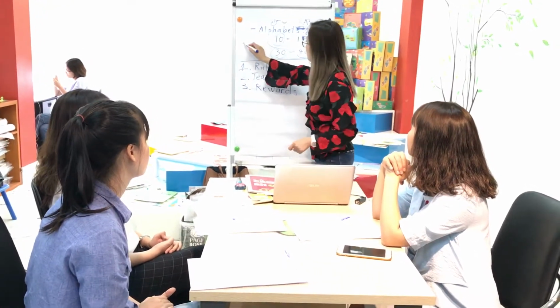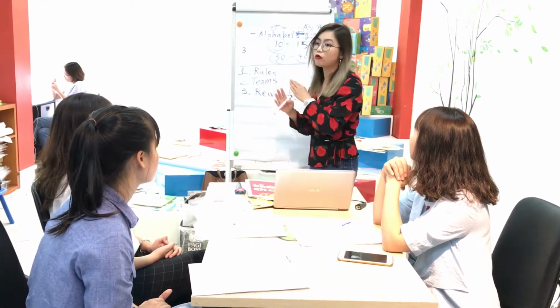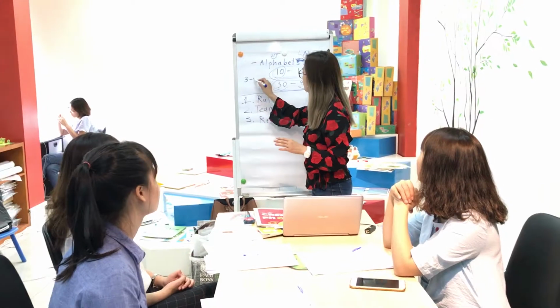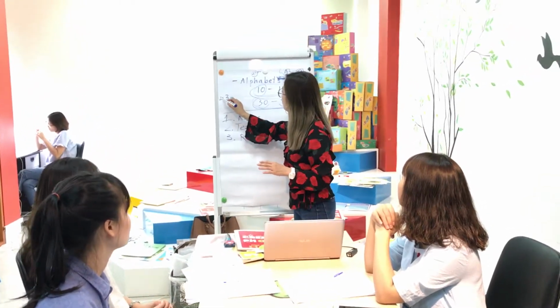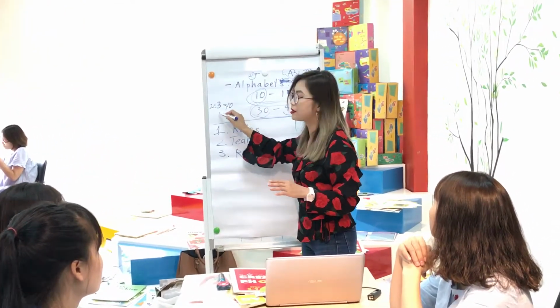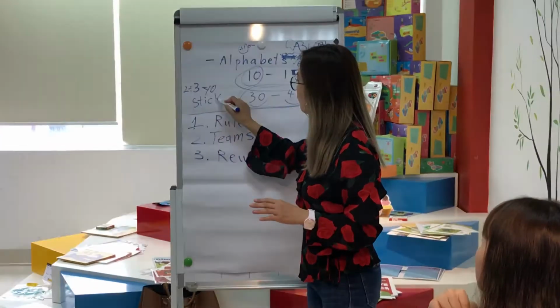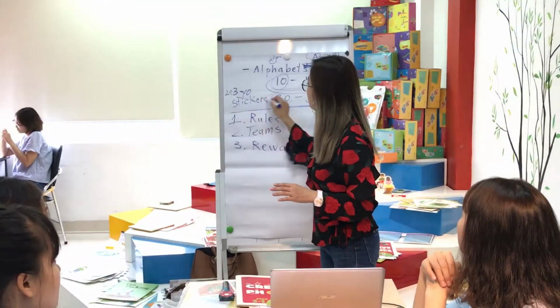Stickers. We can buy small stickers and stick them on their chest. But remember, for 3 years old or 2 years old students, don't give them stickers, because they will eat it, and it's dangerous. Okay? Don't give stickers to 2 to 3 years old kids, because they will eat it. They're too young, they cannot understand.